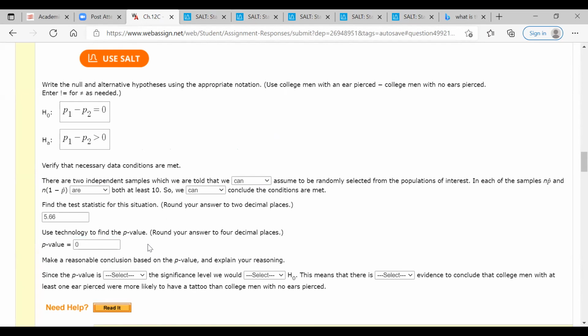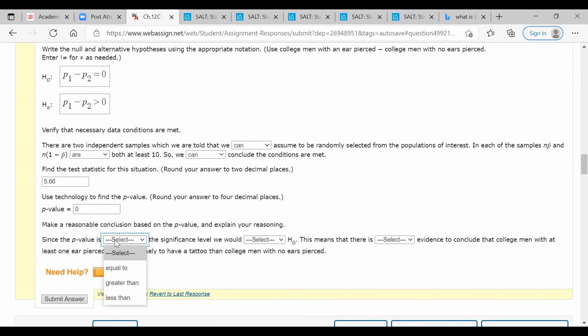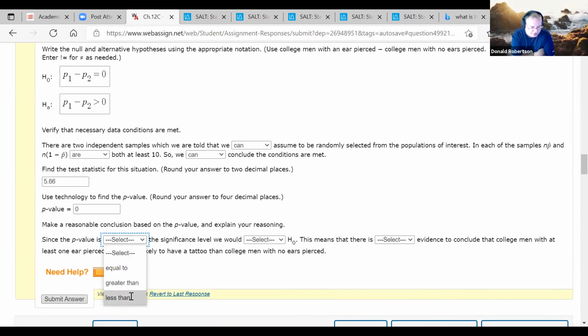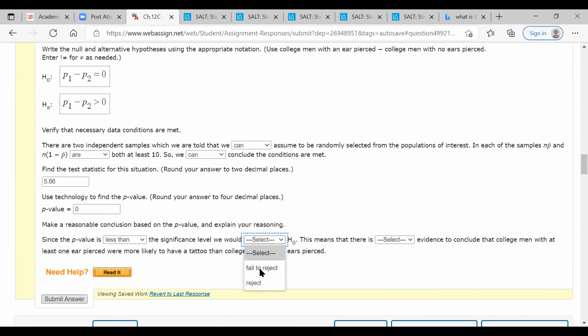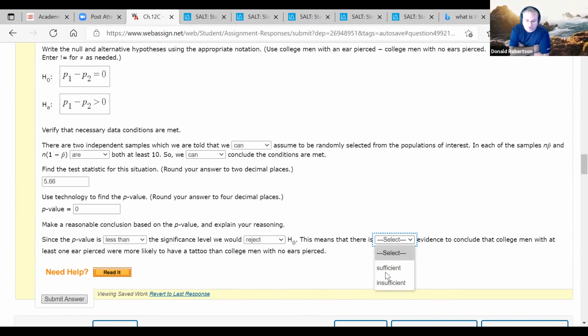Okay. Right, now, kind of same finish as before. Isn't this p-value 0? Is the p-value less than the significance level, which it is. 0 is less than almost everybody. So we reject H naught again. And we finish with there is sufficient evidence to conclude blah, blah, blah.